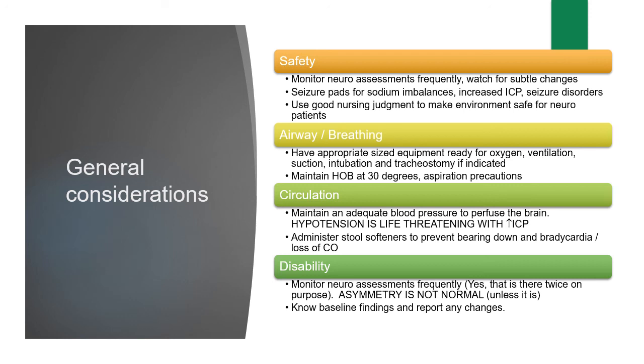And then disability applies to neuro. So again, monitor neuro assessments frequently. Yes, I said that twice. Asymmetry is not normal unless it is. And so you got to know that baseline, right? Think about the person who has anisocoria. So at baseline, they have unequal pupils. So it's so important to know, was that there before or not?